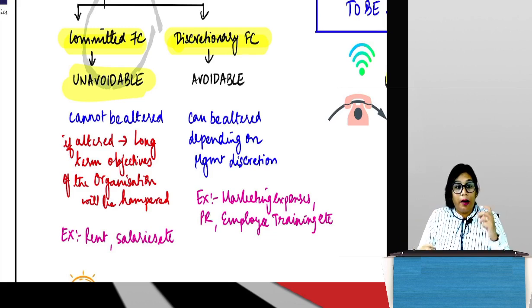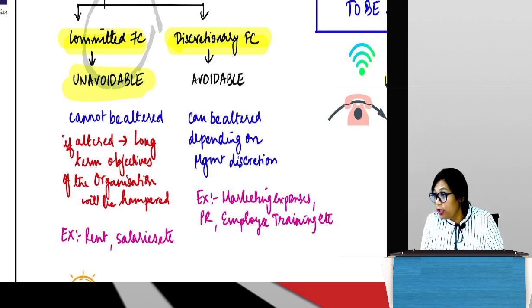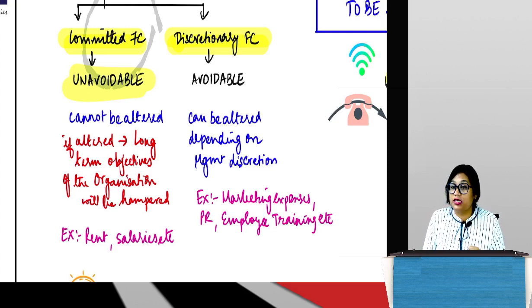So committed fixed costs are those fixed costs which you have to bear. In fixed costs also, there is a further classification. There are some fixed costs which you cannot reduce at all. If you try to make them zero, saying, I'm incurring that fixed cost, I don't want to incur it, it will 100% impact your business in an adverse way.